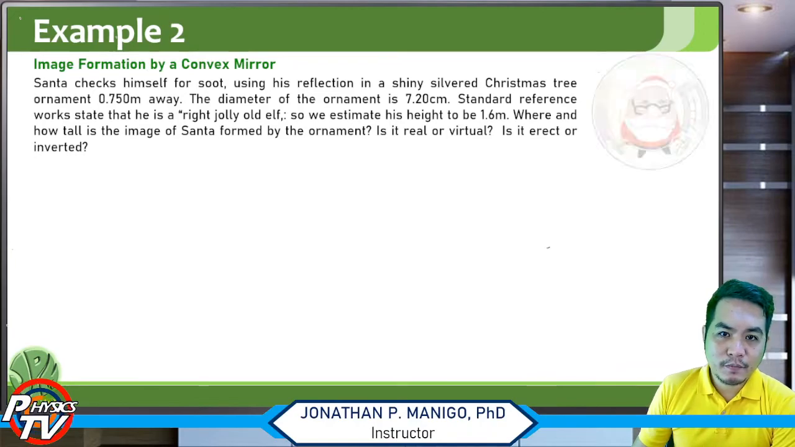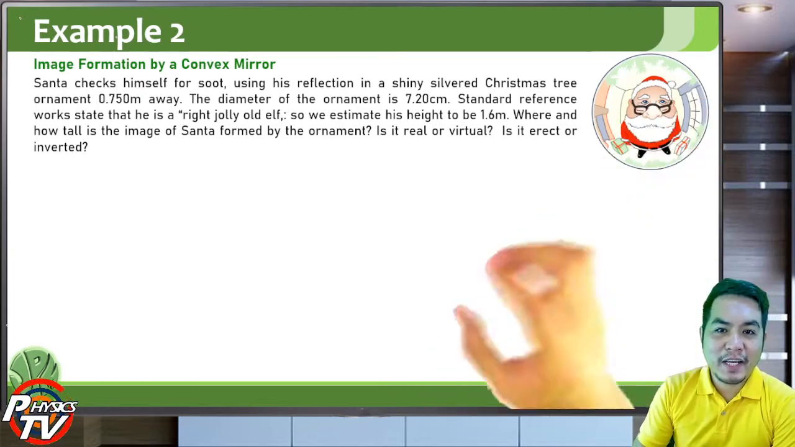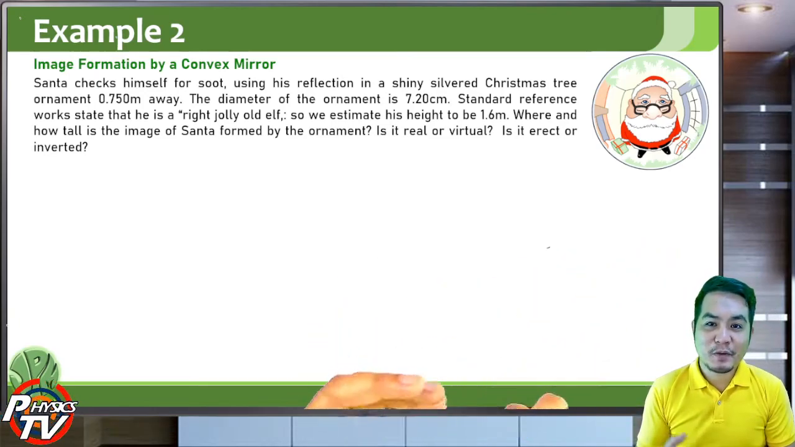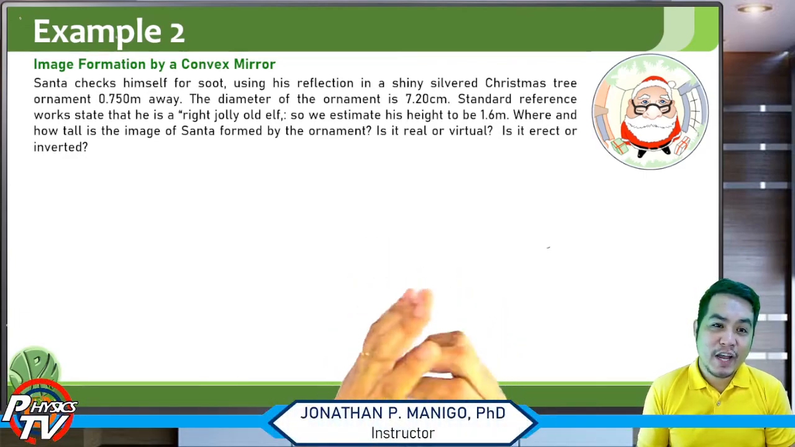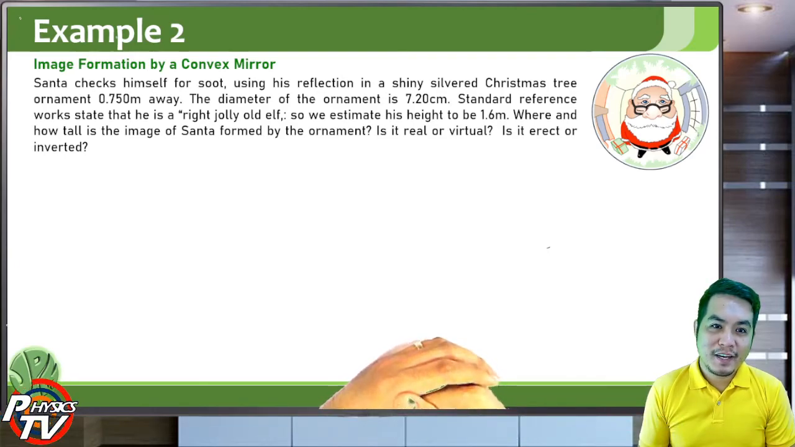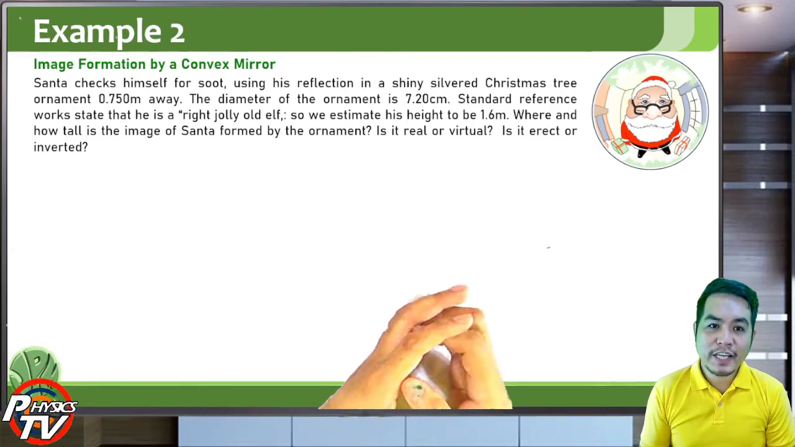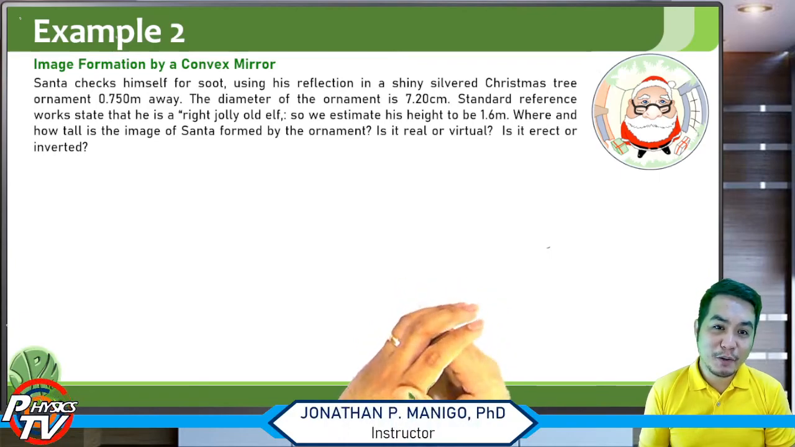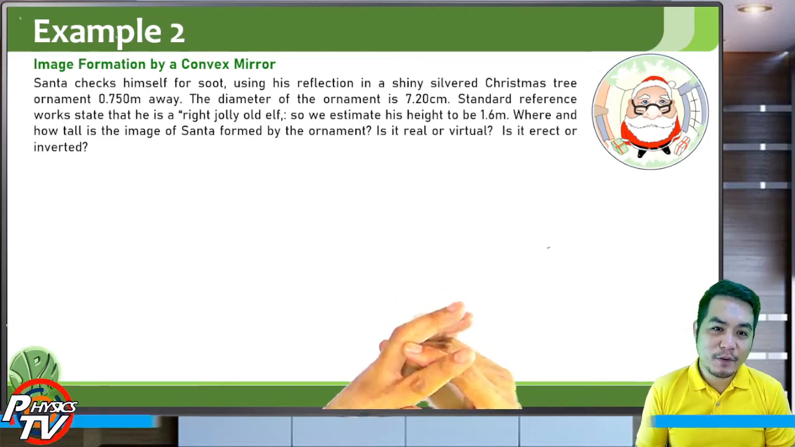So example number 2: image formation by a convex mirror. Our convex mirror here is a Christmas tree ornament, a shiny Christmas ball which can serve as a mirror. This is a Christmas problem. Santa checks himself for his suit using his reflection in a shiny silvered Christmas tree ornament 75 centimeters, or 0.750 meters, away. The diameter of the ornament is 7.20 centimeters. Standard reference work states that he's a right jolly old elf, so we estimate his height to be 1.6 meters. Where and how tall is the image of Santa formed by the ornament?